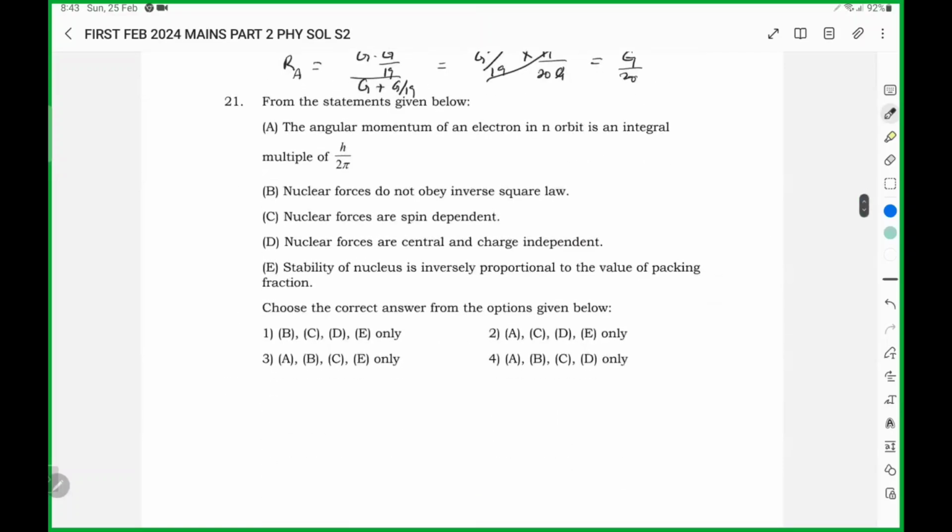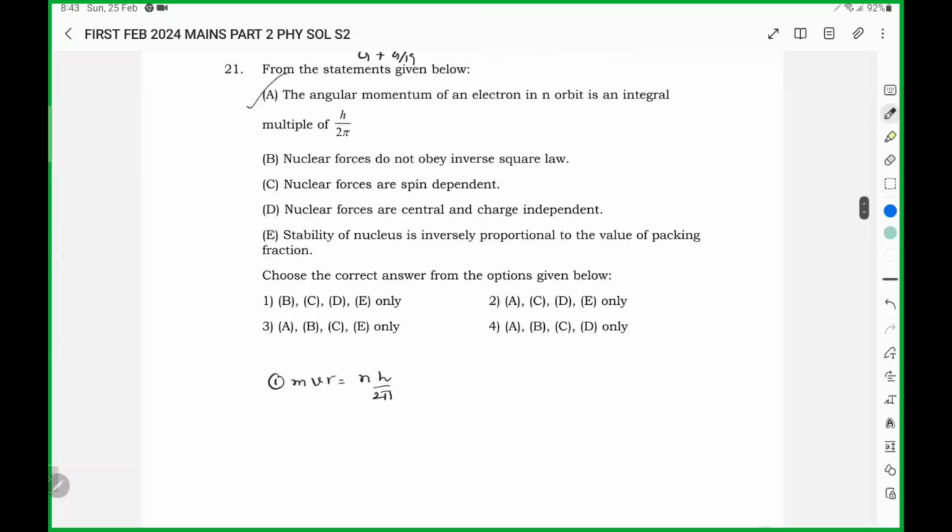Here it is one of the Bohr postulates. The angular momentum of an electron in the nth orbit is an integral multiple of h by 2 pi. So the first option is correct.